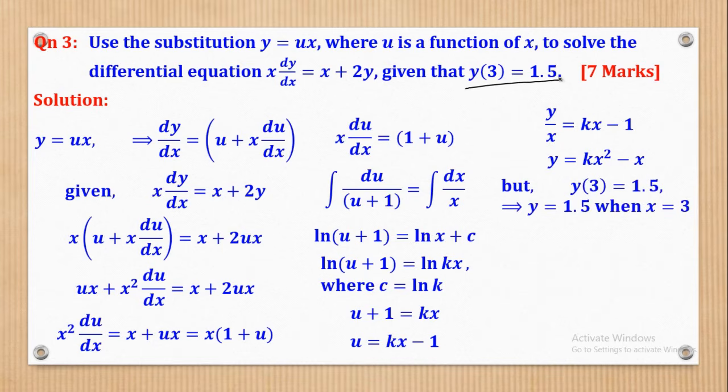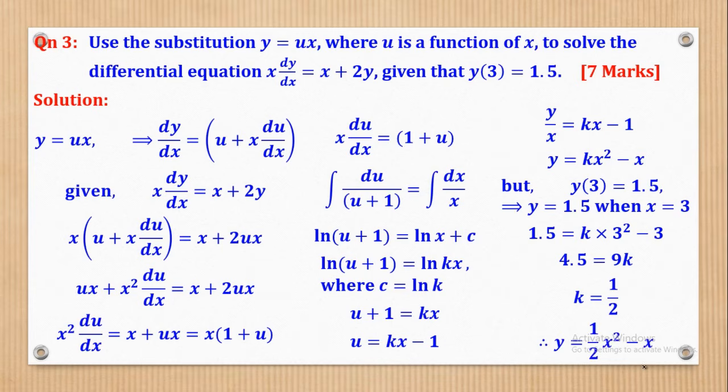So I was given some initial conditions. y(3) is equal to 1.5. That means that y is equal to 1.5 when x is equal to 3. Therefore, I substitute for y and for x to be able to come up with a value of k. And the value of k will be a half. Therefore, y is equal to a half x squared minus x.